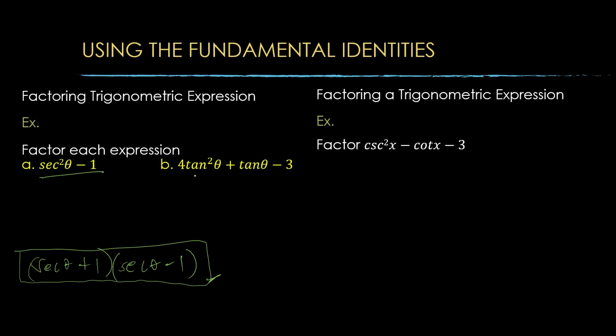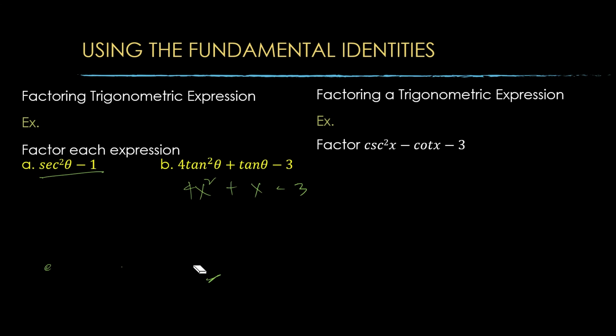For letter B, how do we factor this one out? This is basically the same with 4x squared plus x minus 3. How do we factor this out? Have you heard of factoring by long division? Factoring by long division.